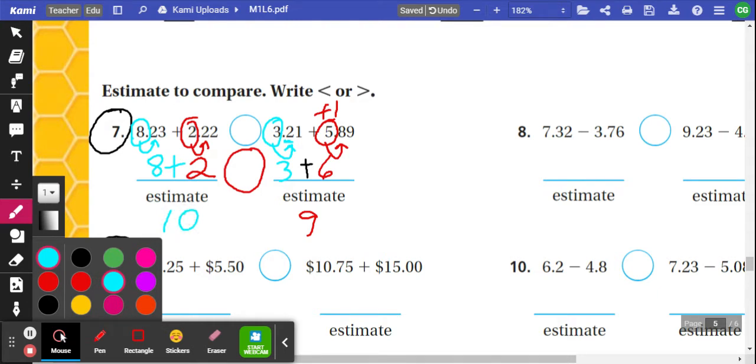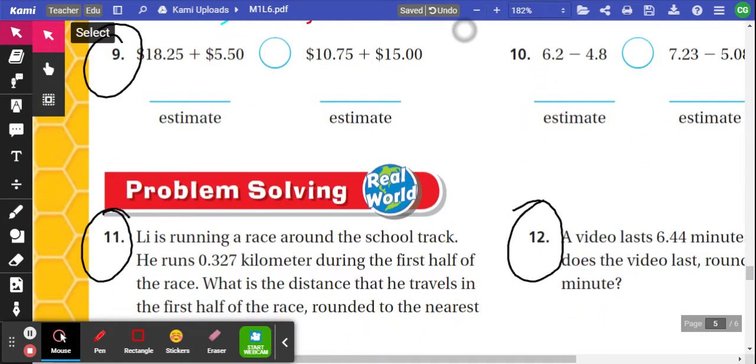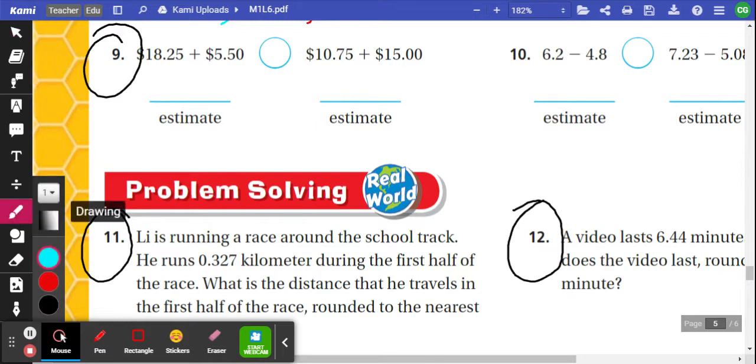Okay, so now I can easily look at this and I know that 10 is greater than 9. Let's look at this next one together. 18 and 20 or $18.25. Oh, okay, so if I have $18.25, I'm going to round it to the nearest whole number. So this is going to be what? Very good. I hear somebody shouting out there, it's going to be 18 because I'm rounding it to the nearest whole number.